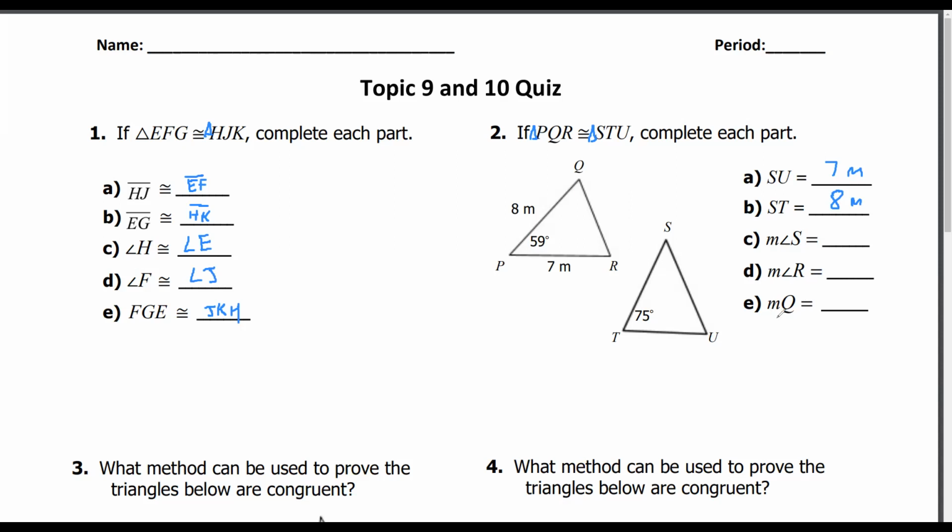Now, where it's going to get a little trickier is in the angles. What is the measure of angle S? Well, S corresponds to P, and P is 59 degrees. Yeah, it's a 2-step process, right? But where it's going to get trickier is when I do R. What is angle R? Well, R corresponds to U, but U is also not given to me.